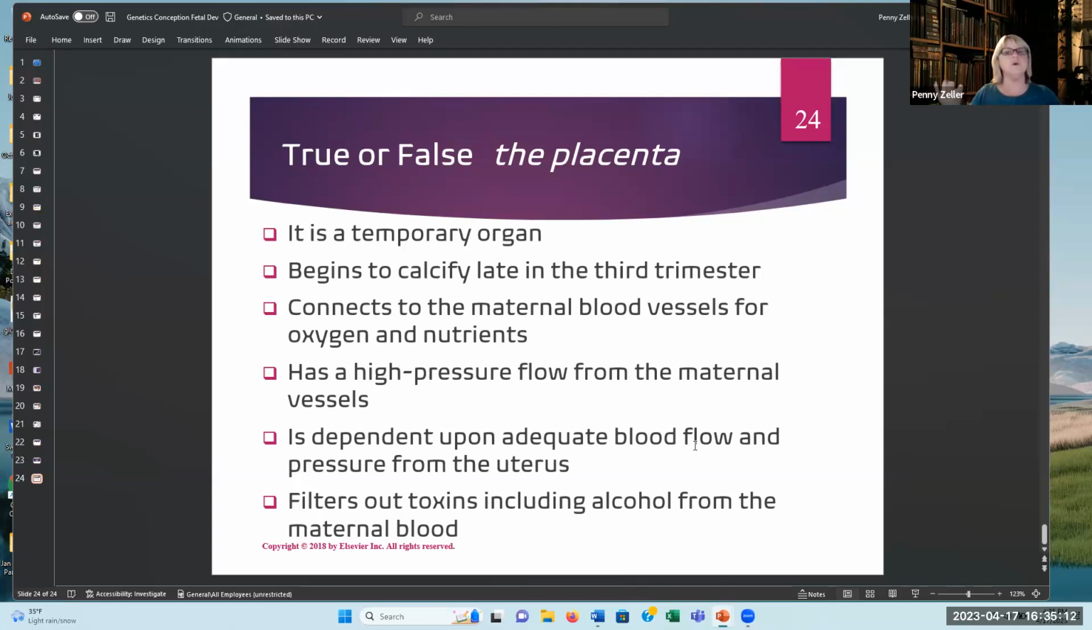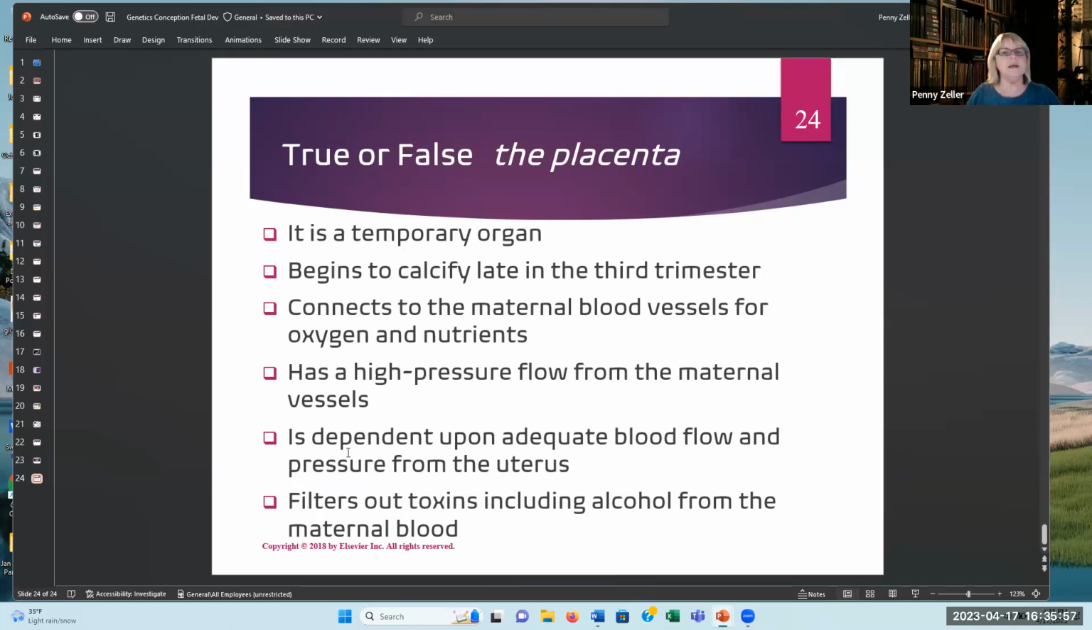It has a high pressure flow from maternal vessels. The blood pressure coming from mother, from the endometrial arteries into the intervillous space where the baby's capillaries are. Is that a high pressure system or low? Actually, it's a low pressure system in there, for more blood volume. And you'll understand that probably a little bit better later.